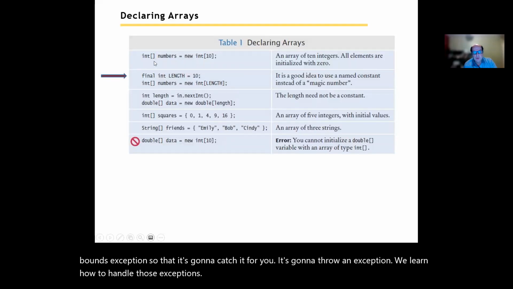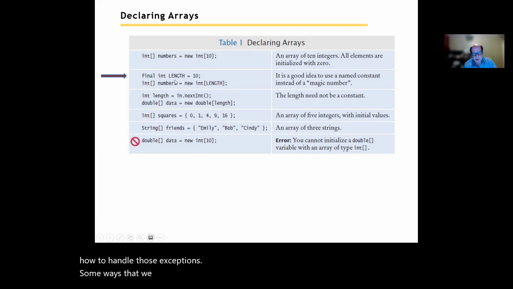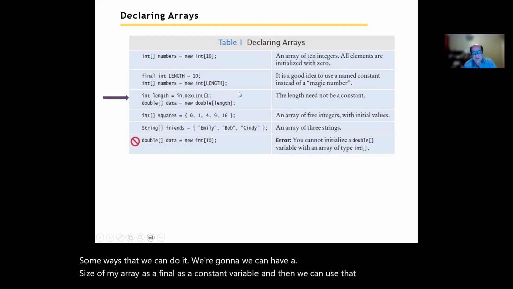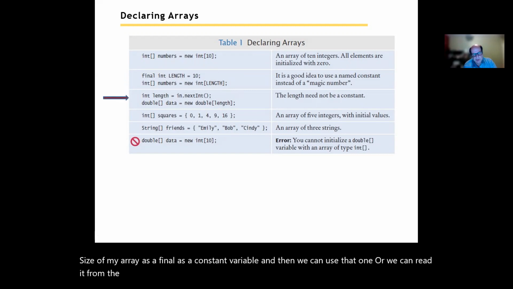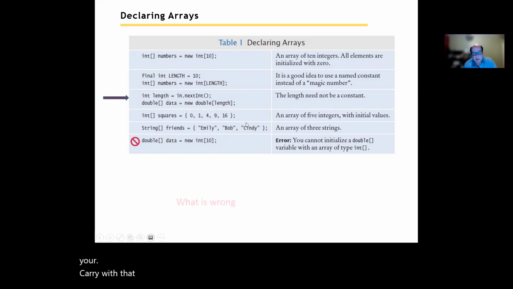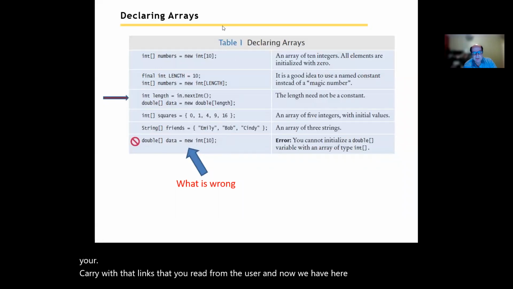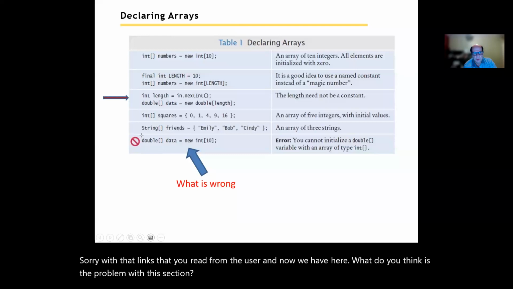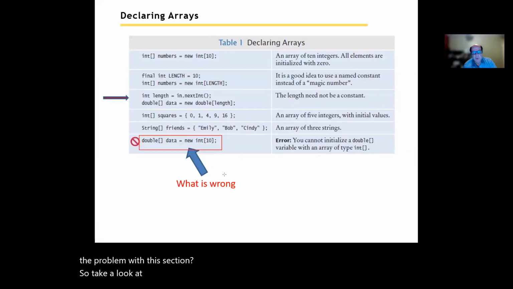Some ways that we can do it: we can have the size of my array as a final, a constant variable, and then we can use that one. Or we can read it from the user. You could not do this in C++. You can read it from the user, then create your array with that length that you read from the user. And now we have here, what do you think is the problem with this section? Take a look at this and see what you think the problem is. The problem is in here.